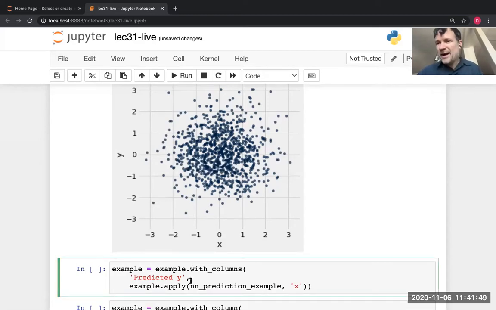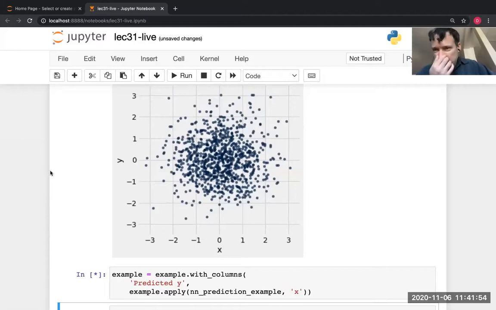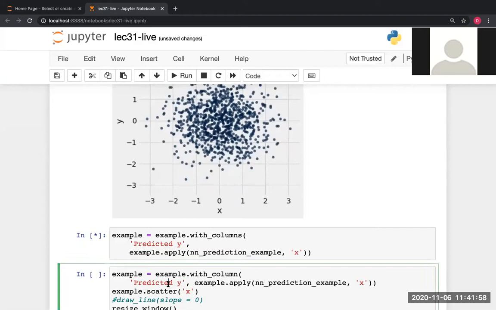So we can still apply this nearest neighbor prediction with this data set, and we'll draw that.